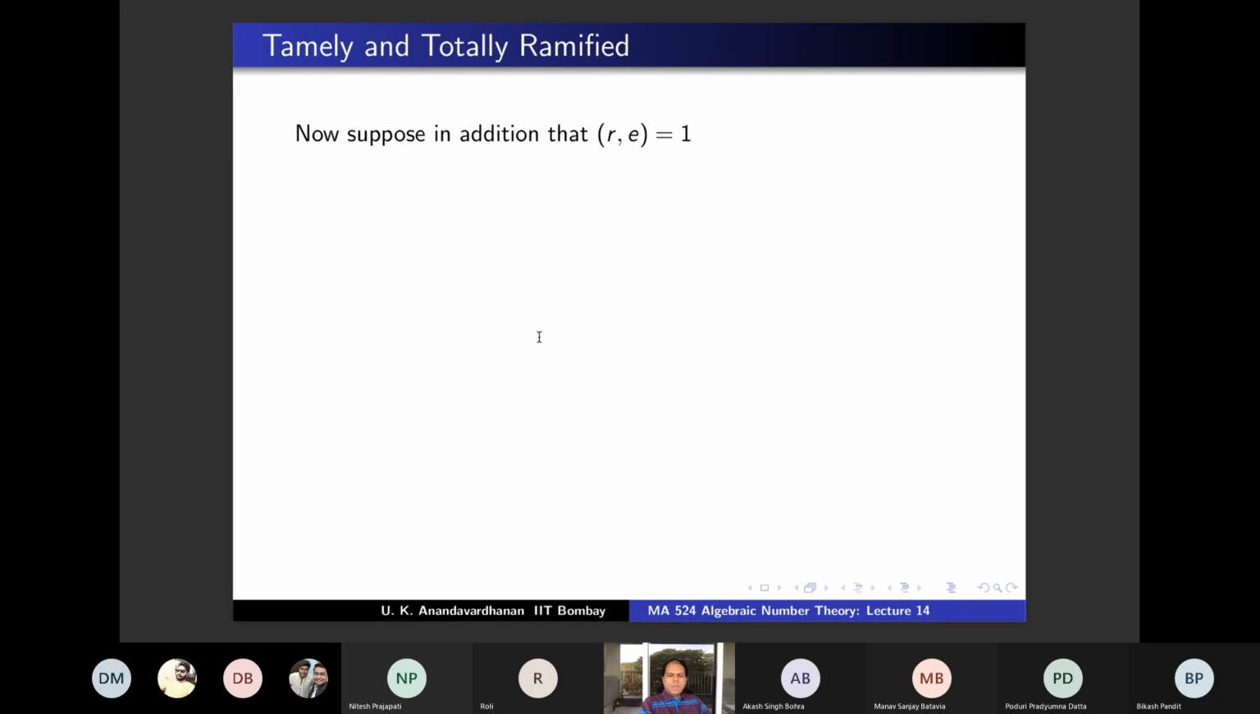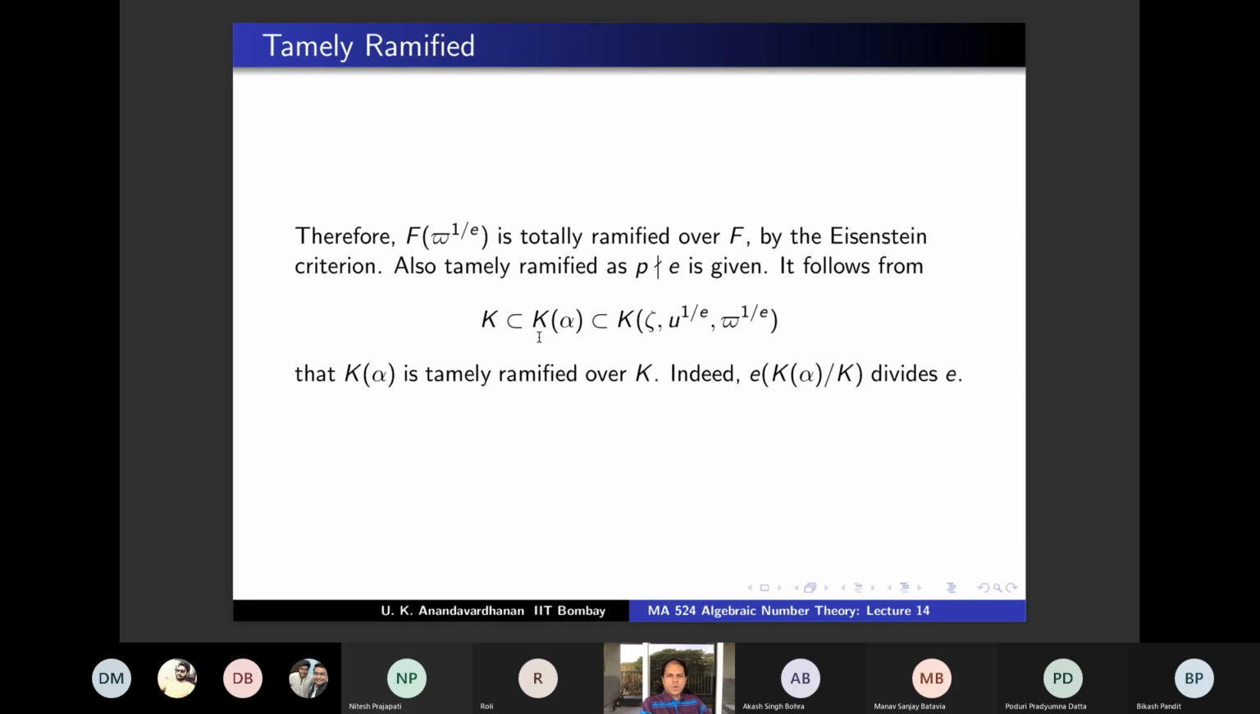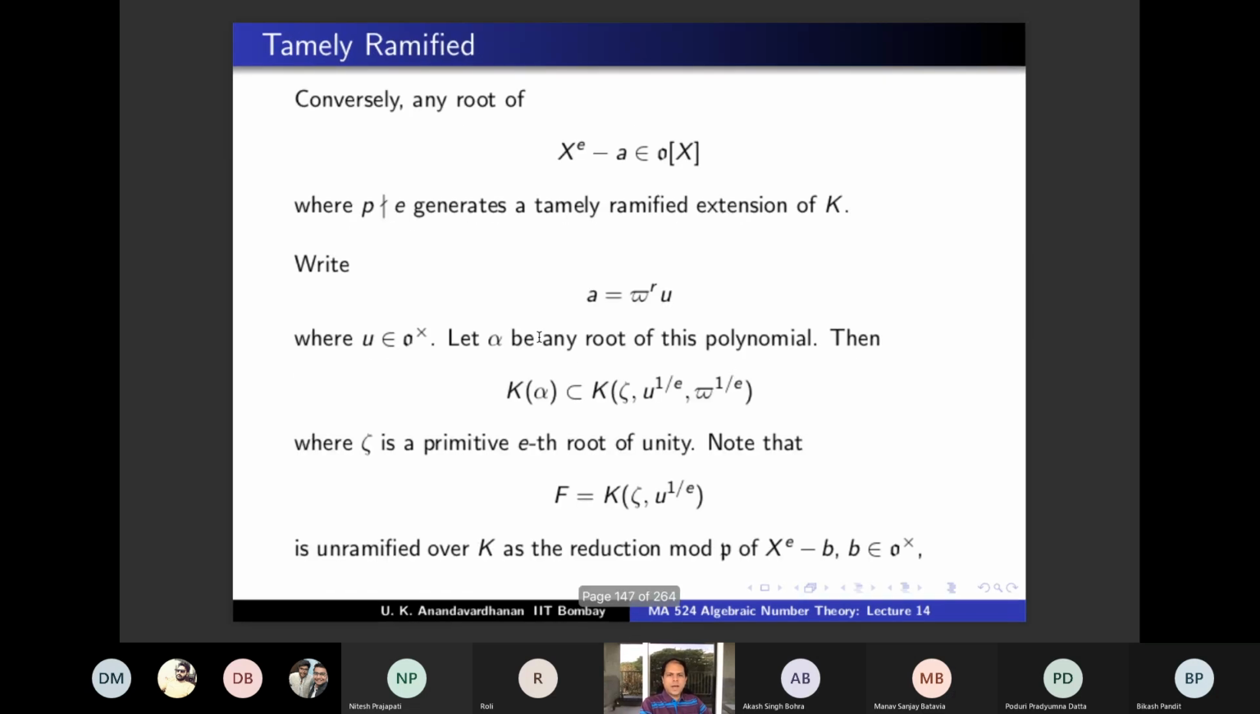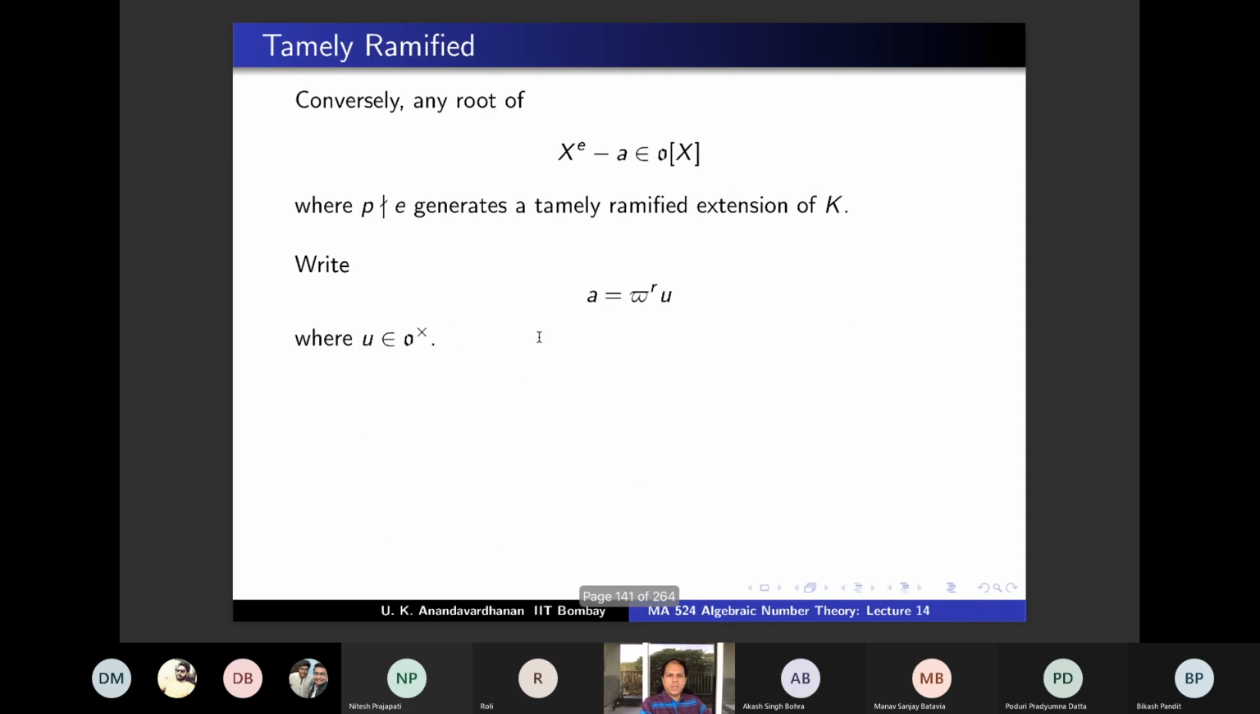We can do a little bit more here. So this is what we wanted to prove. But suppose you also know that I have written alpha as pi power r times u, this coefficient A I have written as pi power r times u. And then I showed that if p doesn't divide e, any root will generate a tamely ramified extension. This we have shown. And when is that extension totally ramified? That depends on this r.